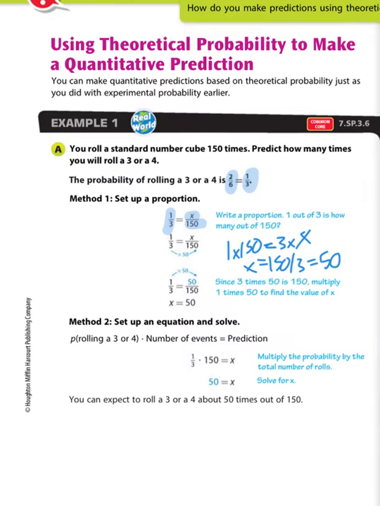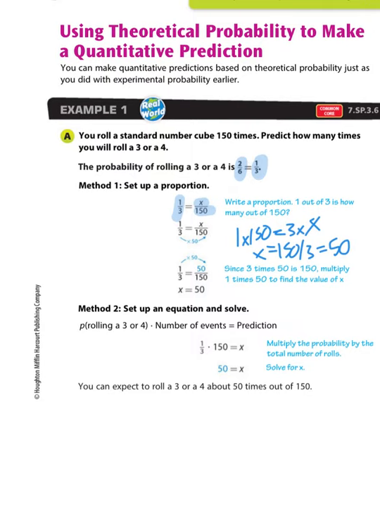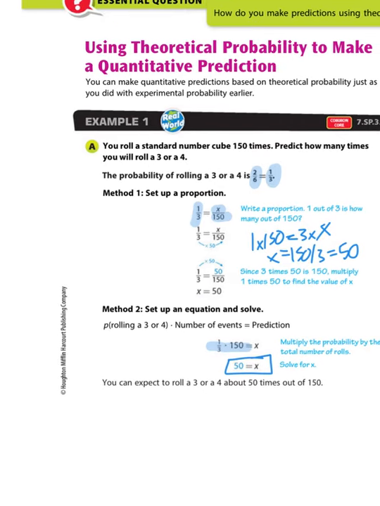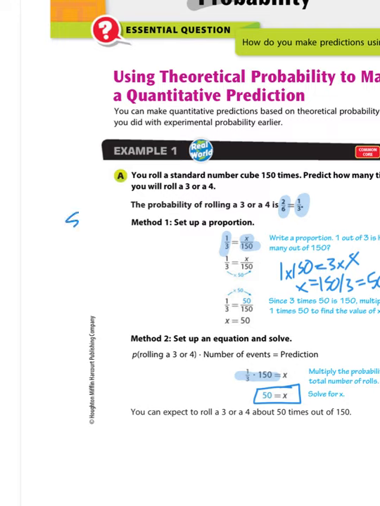Method 2 is to set up an equation and solve. So we would actually just do 1/3 times 150, and if we type that into a calculator, we get x equals 50. So same answer. You can expect to roll a 3 or 4 about 50 times out of 150. If you're doing your own notes, I would actually label these as step 1, find the probability, and then step 2 has the 2 methods where you actually find the probability of the number of trials.